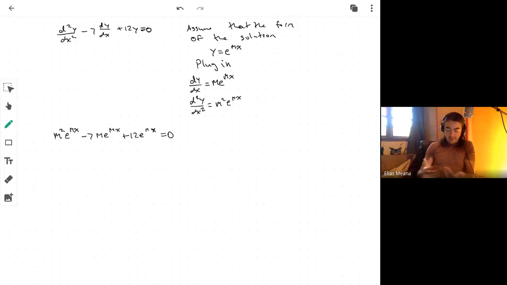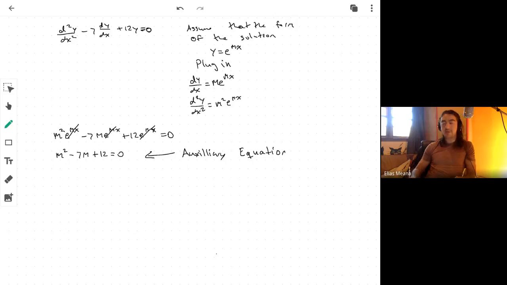Well, guess what? Everything here has a factor of e to the mx in it. So let's get rid of that factor, right? We can just divide both sides by e to the mx, and we end up with the equation m squared minus 7m plus 12 equals 0. This right here is called the auxiliary equation.